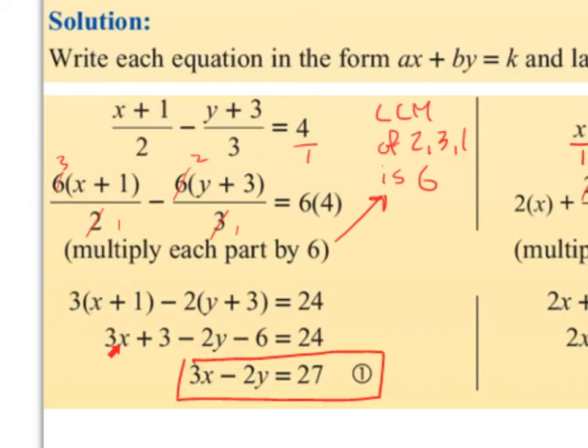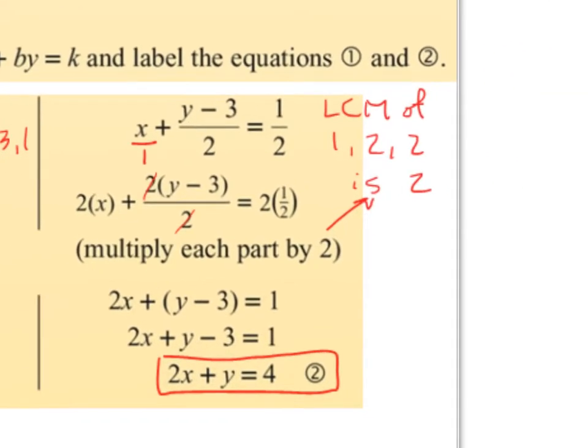Then 3 times x is 3x, 3 times 1 is 3, minus 2 times y is minus 2y, minus 2 times 3 is minus 6, and that's equal to 24. So we bring down the 3x, we bring down the minus 2y, the plus 3 comes over the equal sign, becomes minus 3, the minus 6 comes over the equal sign, becomes plus 6, and 24 minus 3 plus 6 is 27. So we have 3x minus 2y is equal to 27. So now we have a new equation, and there's no fractions involved.